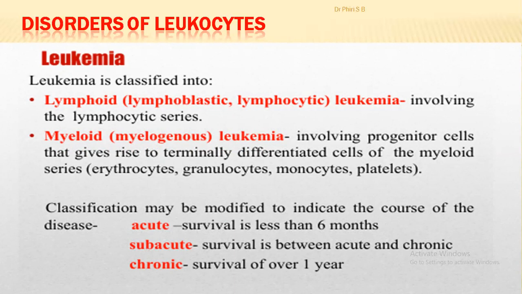The lymphoid leukemia is also called lymphoblastic or lymphocytic leukemia. That is involving the lymphocytic series of the cells. You're talking about the lymphocytes, B lymphocytes, T lymphocytes, natural killer cells, and dendritic cells.